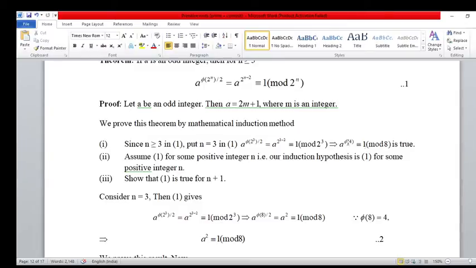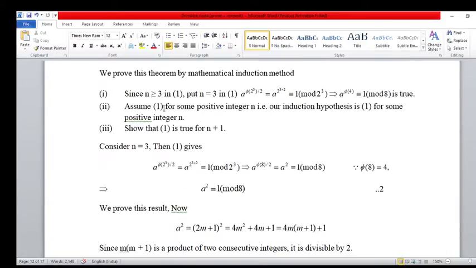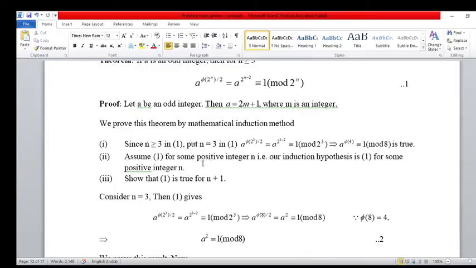2 raised to the power 3 means 8, and 2 raised to the power 3 upon 2, 2 raised to the power 3 means 8, this is 2 raised to the power 3 minus 2, so a raised to the power 4 congruent to 1 mod 8 is true. Second condition, assume equation 1 for some positive integer n, that is our induction hypothesis. And third, we show that equation 1 is true for n plus 1.